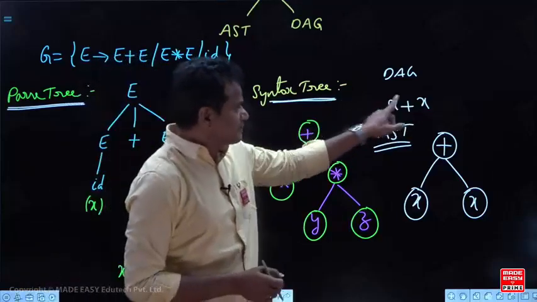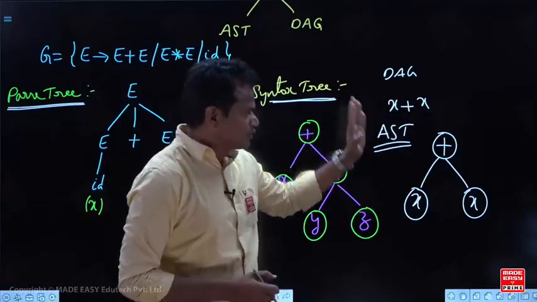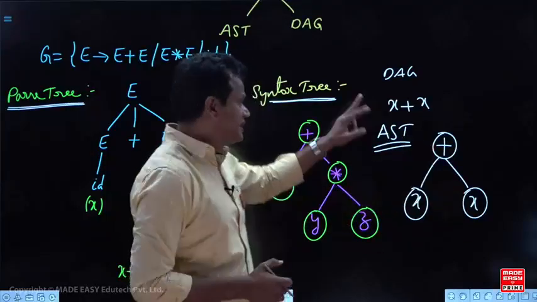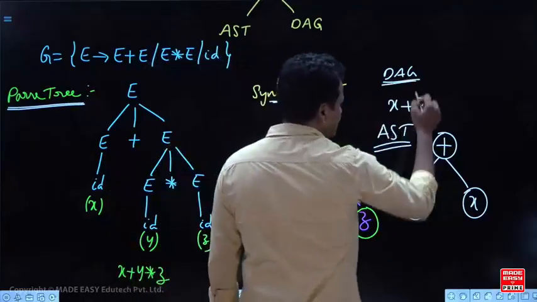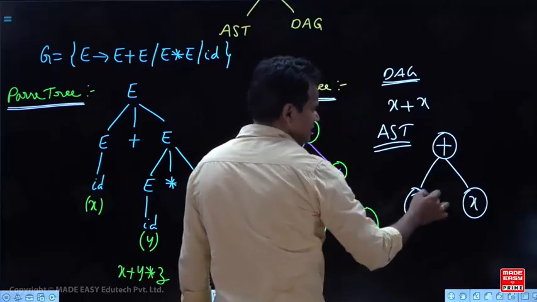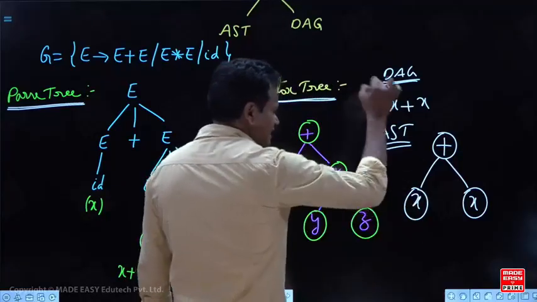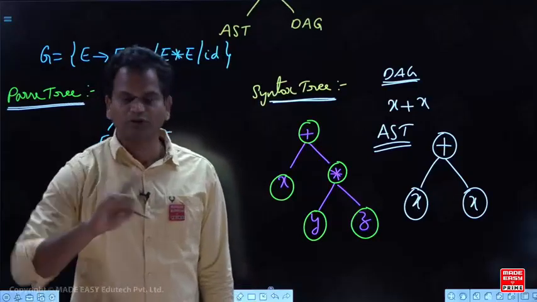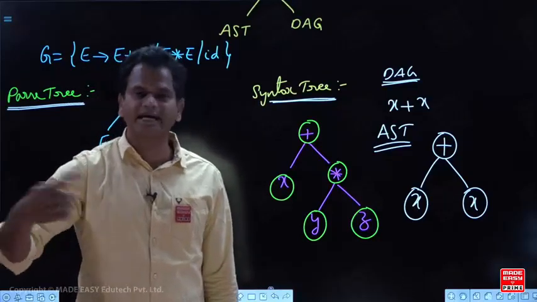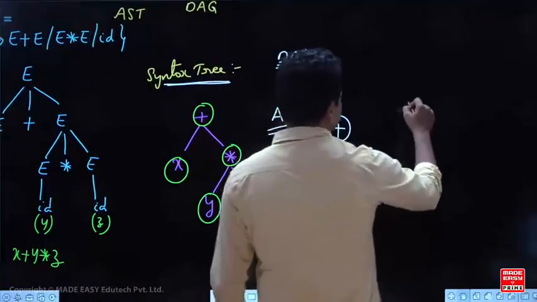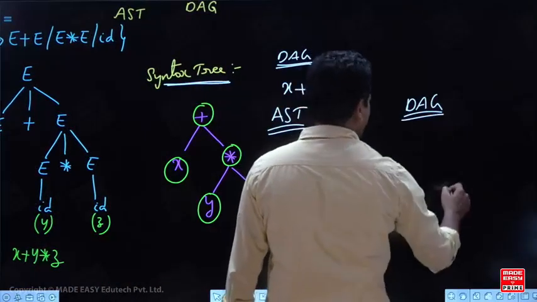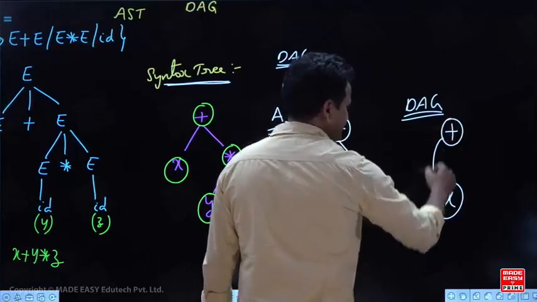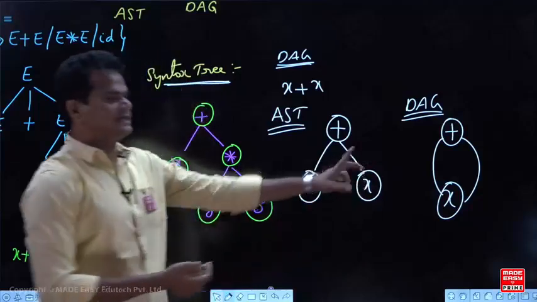Example, x plus x. For an abstract syntax tree, you can create x here, and again we are creating it, so a node can be created any number of times. Whereas in a DAG, once we have created this x, whenever you need x, that node only we will make use of. We don't create the same node again and again. So how will the DAG be for this? We have created x, so this is the plus node, this is x: x plus x, that is the DAG.